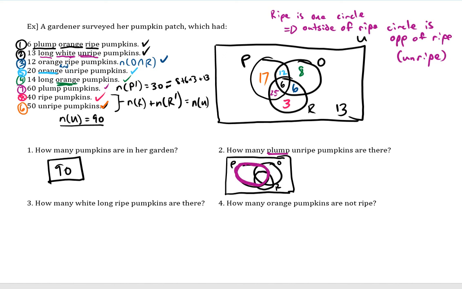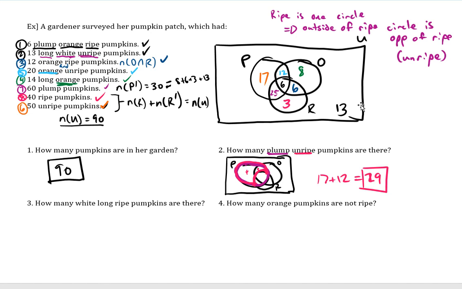And I'm just bolding that circle. So inside of this circle, I have 4 regions, but they want to be the unripe ones. Plump and unripe. So that means outside the ripe circle, but still inside the plump. So I'm making the crescent shape. It's these 2 regions right there and right there. So it's the 17 plus 12, which gives us 29. That's how many plump, unripe pumpkins there are.